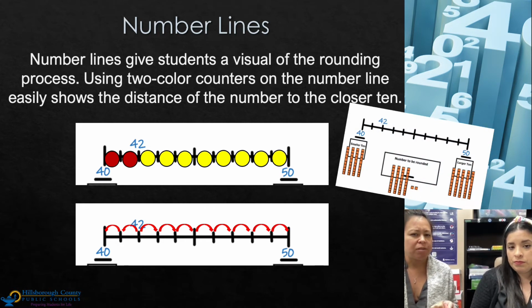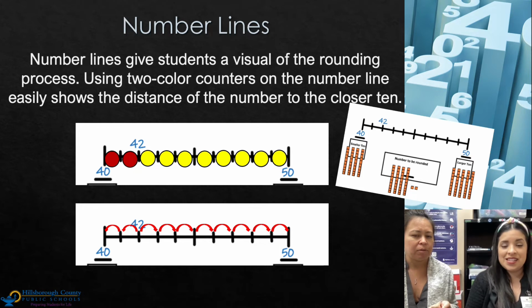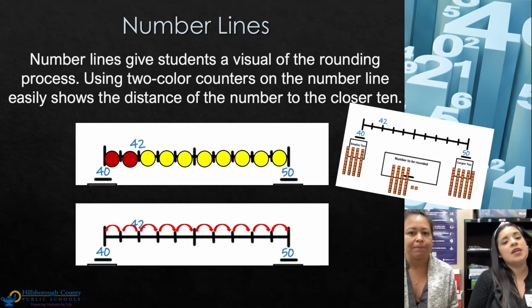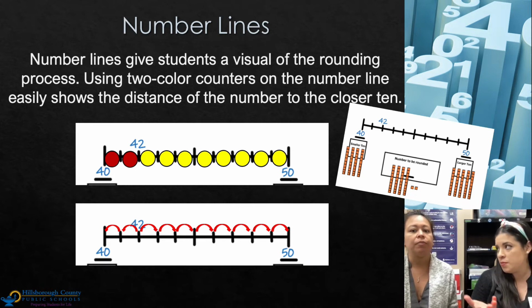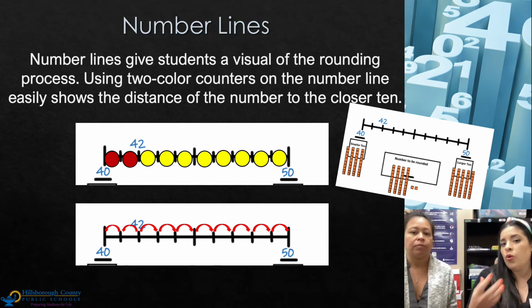Can I use base 10 blocks too with the number line to help? Yes. If you can see there's the base 10 blocks, they can build them and put them underneath the number line and have the same conversations like you mentioned earlier. Well, there's only 2 that I would have to take away to get to 40, or I would have to add a bunch more ones to get to 50.